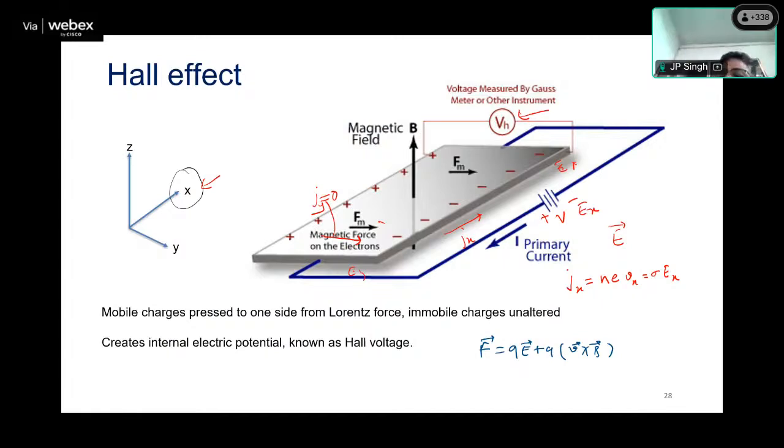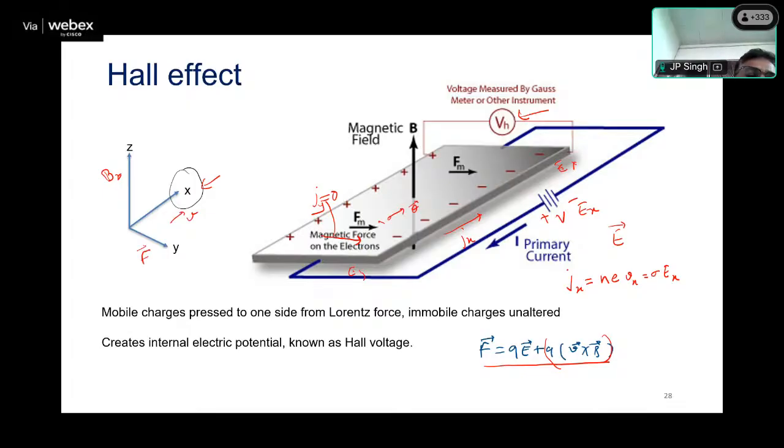But when you apply the magnetic field, we learn that the charge particle experiences a Lorentz force. There is an additional force q v cross B. If a charge particle is moving with a velocity v in this direction and you have the magnetic field in this direction, then you apply the right hand rule, so v cross B will give a force in the y direction.